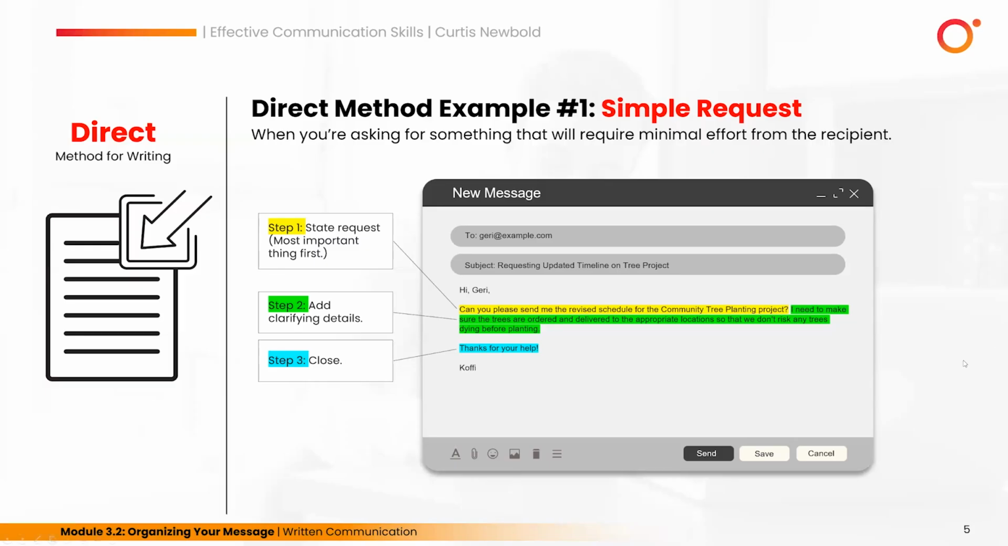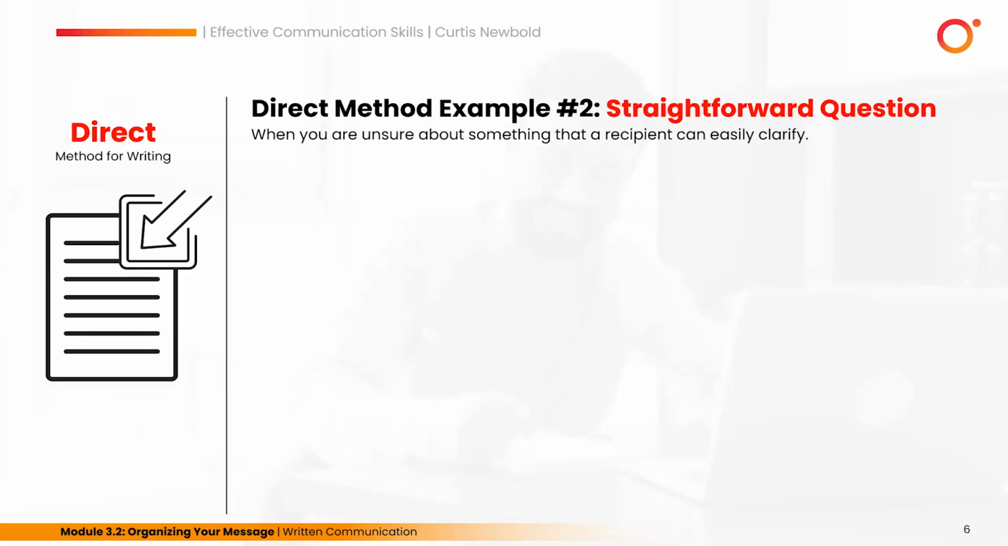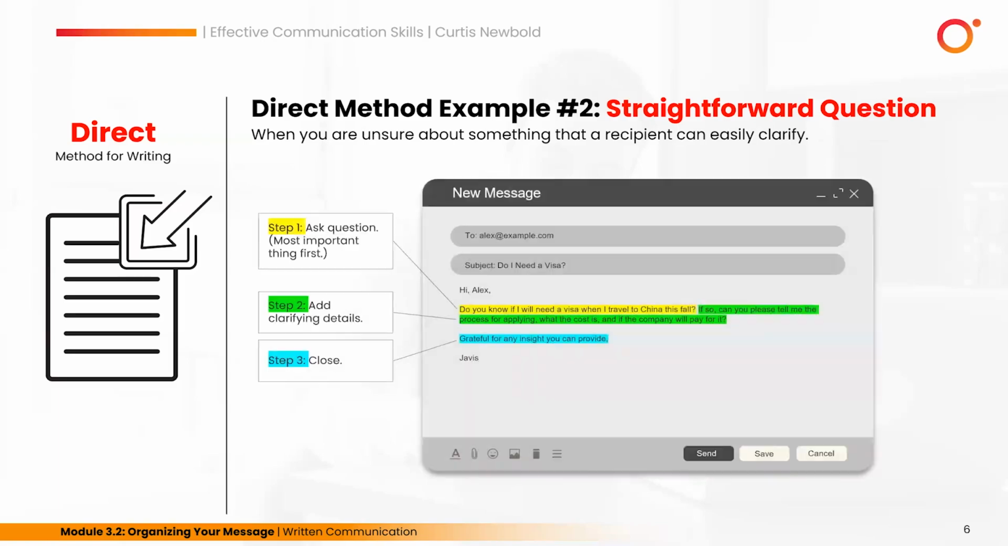Let's look at another example of when you would use the direct method. This would be a straightforward question, when you're unsure about something that a recipient can easily clarify. If you just need some quick information from somebody, the direct method works really well again. So step one, you ask the question. Hi Alex, do you know if I will need a visa when I travel to China this fall?